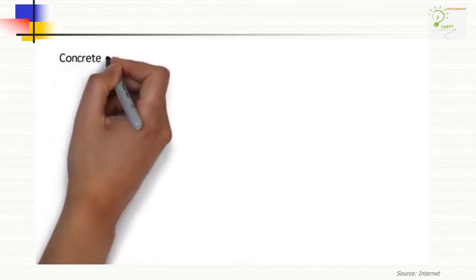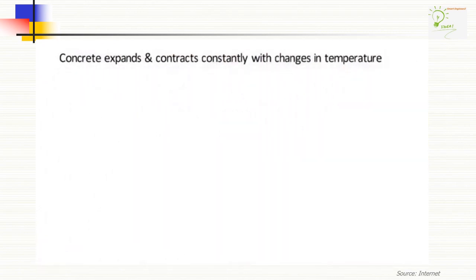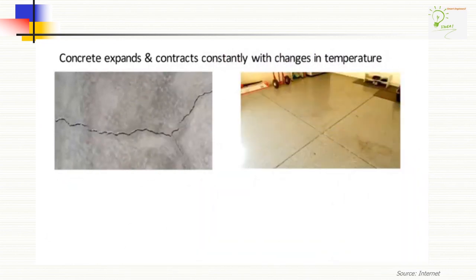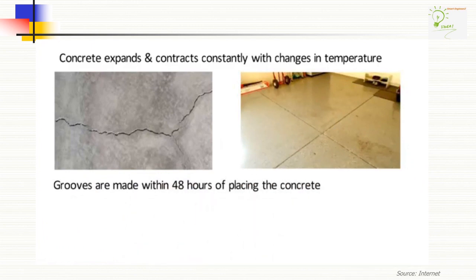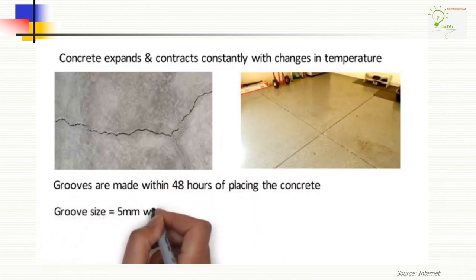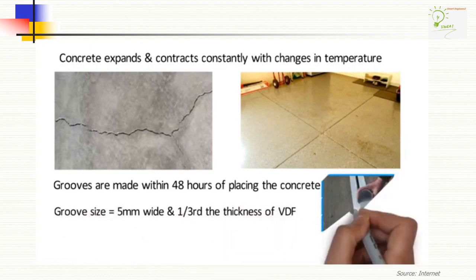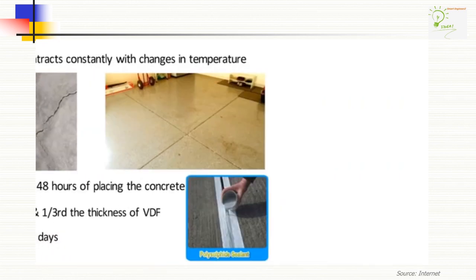The concrete expands and contracts constantly with the changes in temperature and it can create cracks in concrete. To avoid this, grooves are made in concrete within 48 hours of placing the concrete. Generally, the groove size is 5 mm wide and 1/3 the thickness of VDF. These grooves are filled with polysulfide or appropriate sealants. After that, the curing shall be done for 28 days.